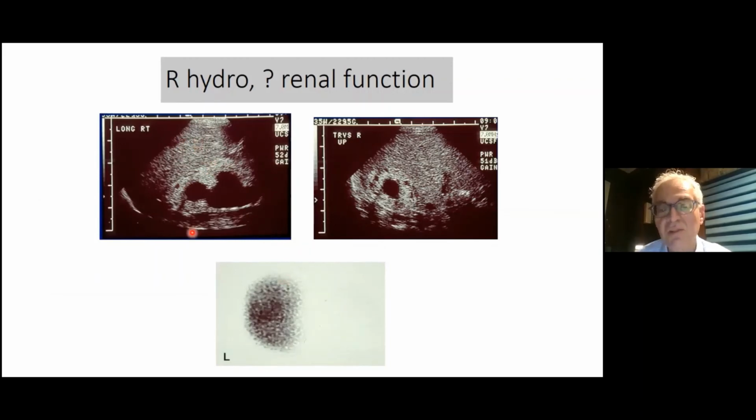You don't see any cortical medullary differentiation. So my point is, ultrasound is not a functional test, but you can tell renal function from an ultrasound if you look really carefully. So keep in mind when you look at an ultrasound, cortical medullary differentiation, echogenicity, and look for cortical cysts. And you can get some idea of renal function on that.